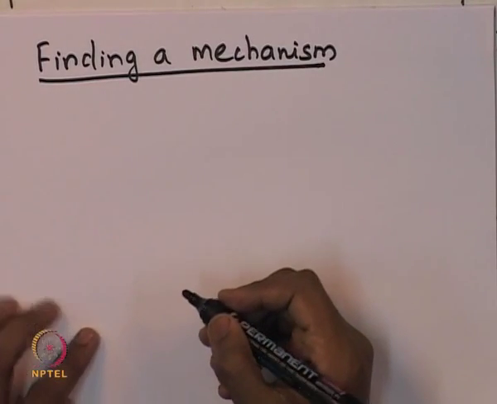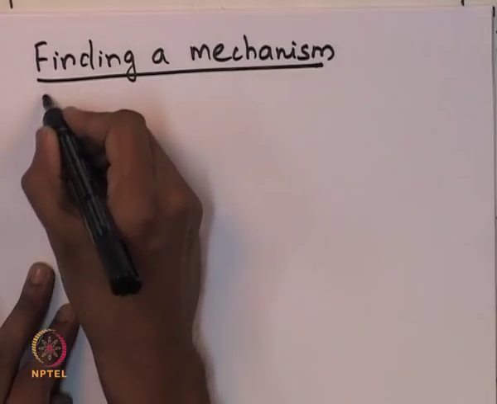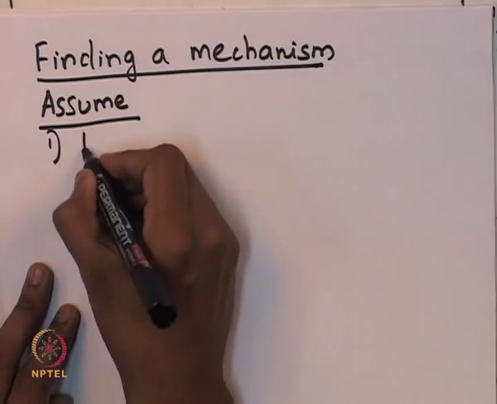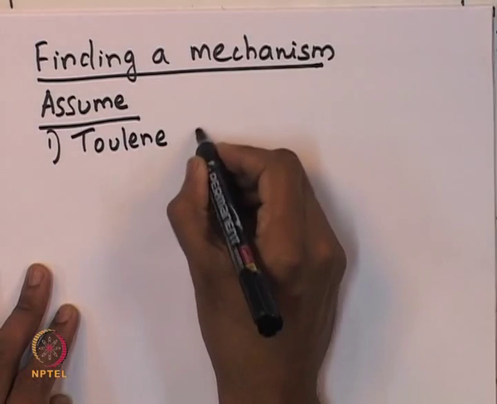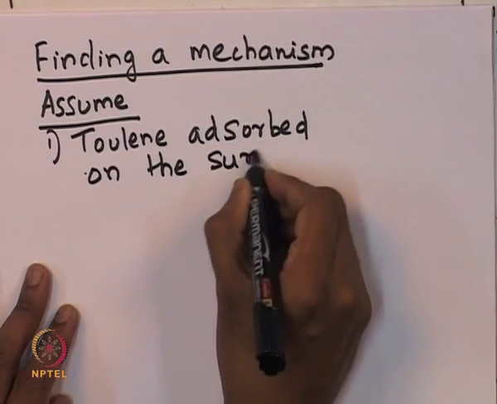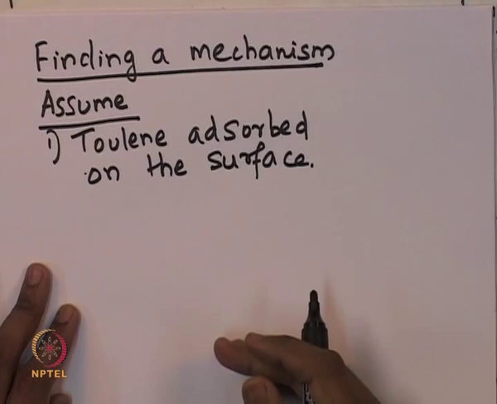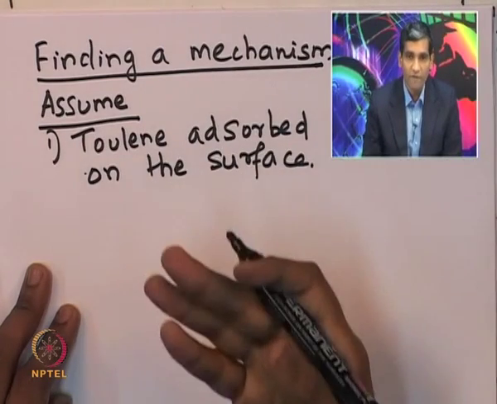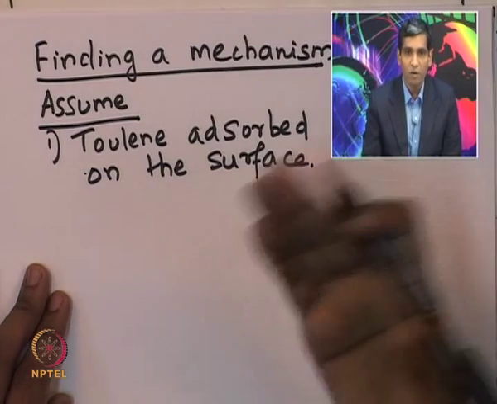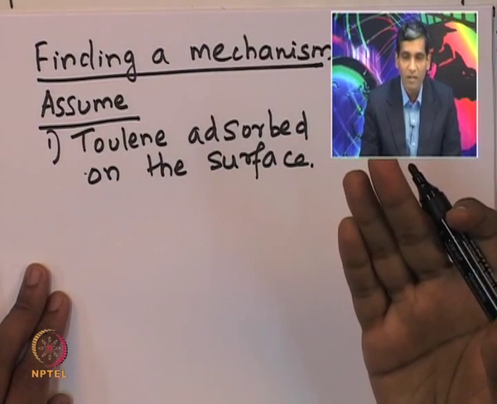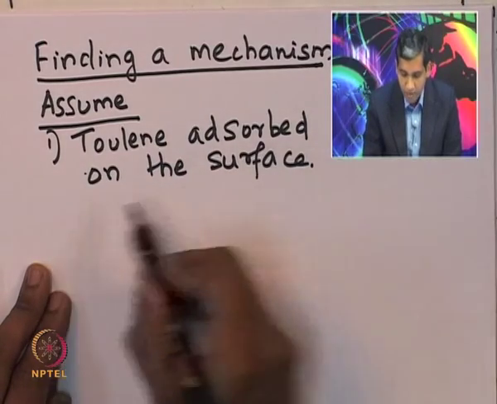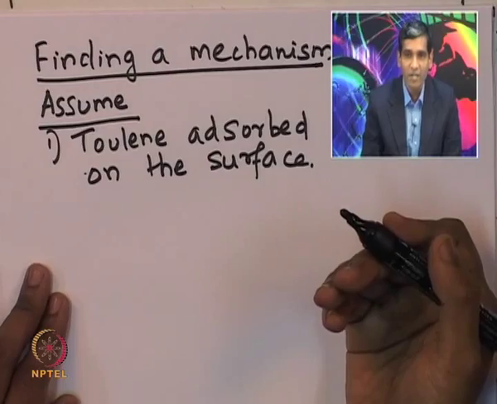The next step is finding a mechanism. So now we have to make certain assumptions here. If we assume that the toluene is adsorbed on the surface, remember that from the experimental data we observed that at low concentrations of toluene the reaction rate actually increases with the partial pressure of toluene. However, at high partial pressures of toluene, the reaction rate almost remains constant, which suggests that the toluene must actually be adsorbed onto the surface. And so, based on that observation, we will make an assumption that the toluene is adsorbed on the surface of the catalyst at which the reaction is occurring.